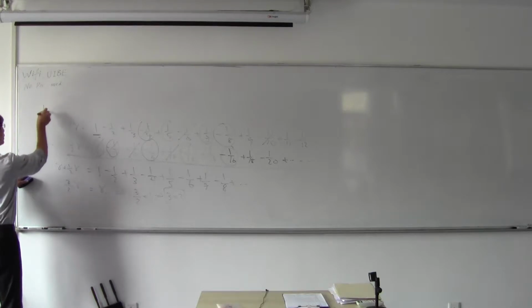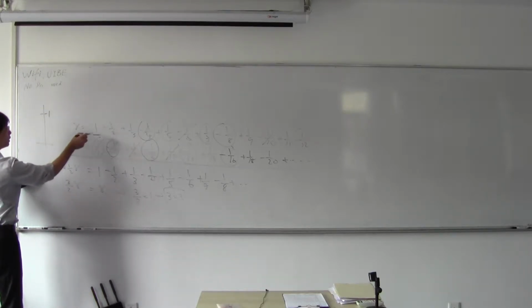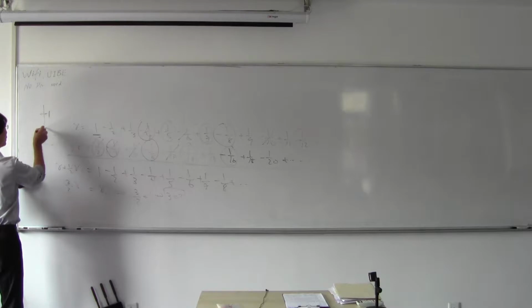Gamma. Let's say this is 1. Gamma looks like you subtract half, and then you add on a third, and then you subtract off a fourth. And then you add back on a fifth. You subtract off the sixth. You add back on a 7th, et cetera, et cetera.